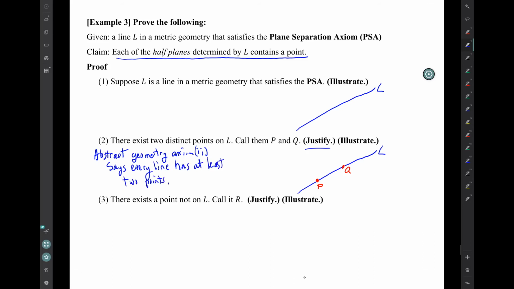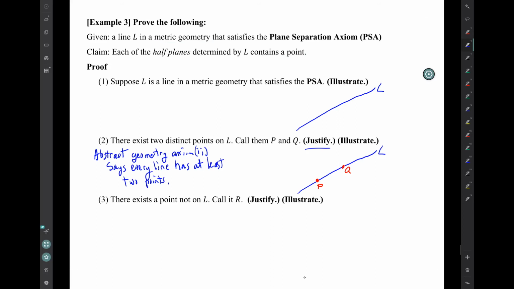So there's our justification. Again, we use an abstract geometry axiom, which is okay, because remember that every metric geometry is an incidence geometry, and every incidence geometry is an abstract geometry. Now what about statement 3?